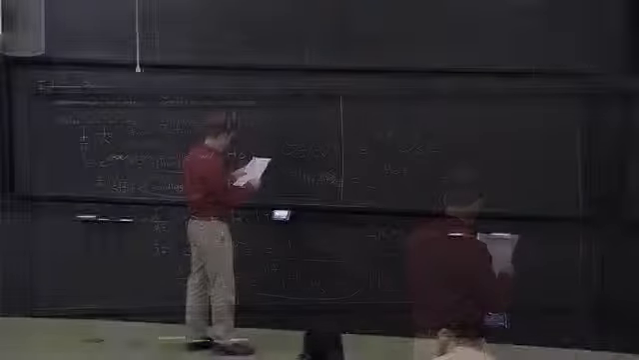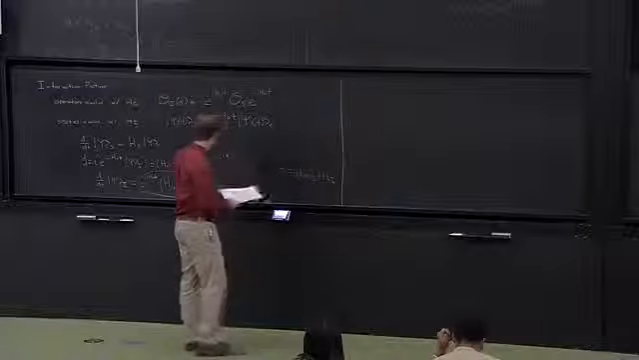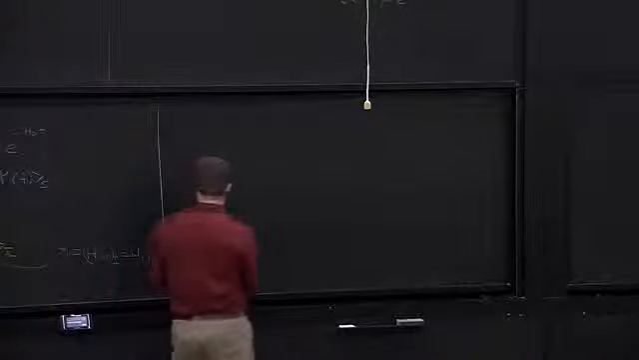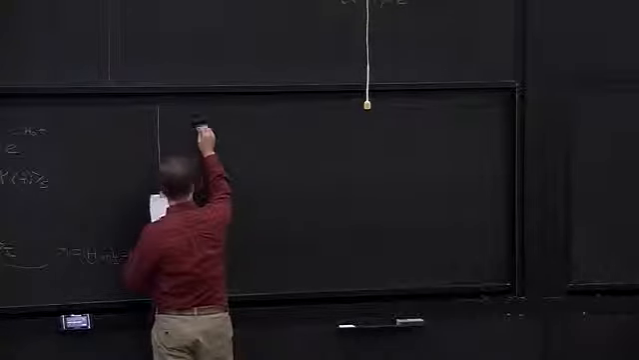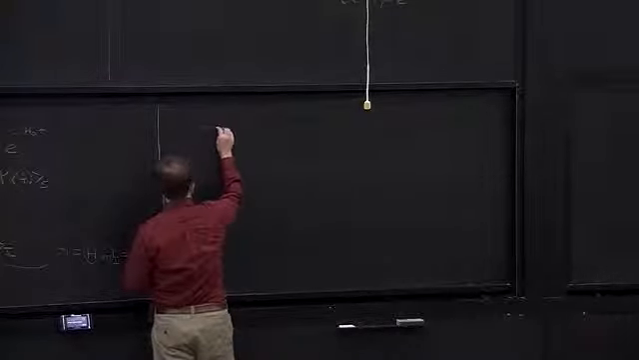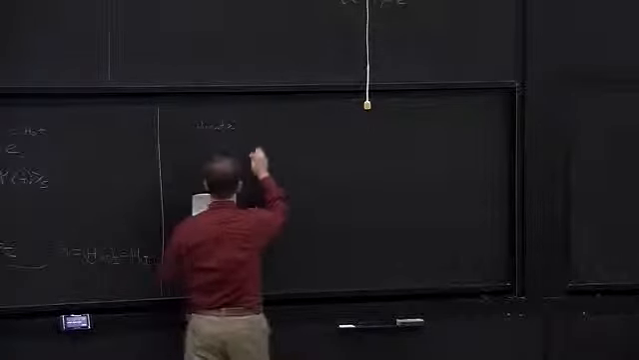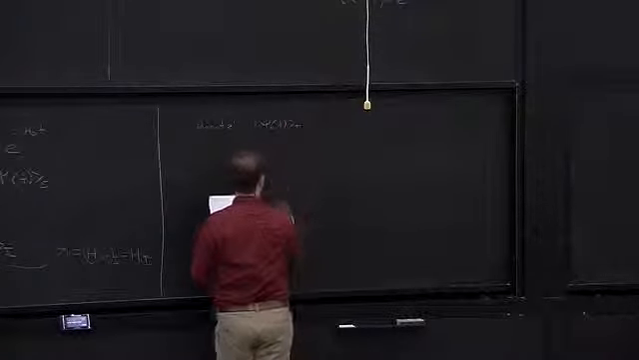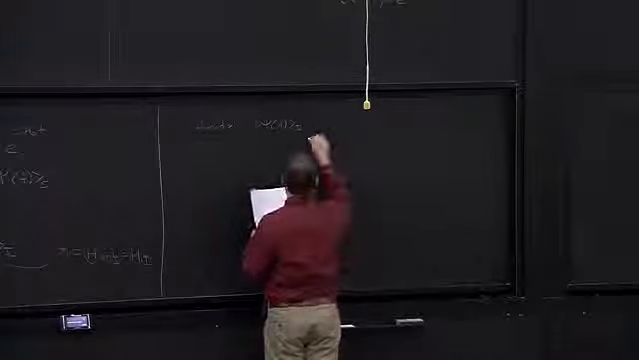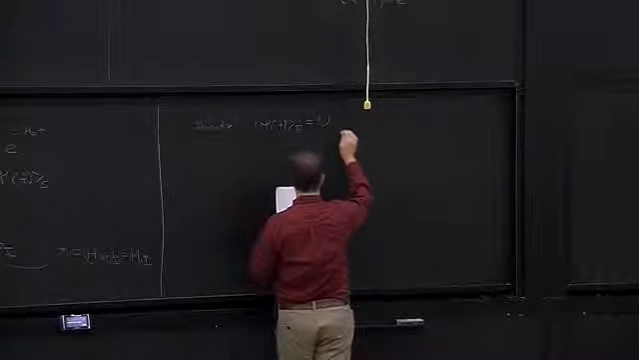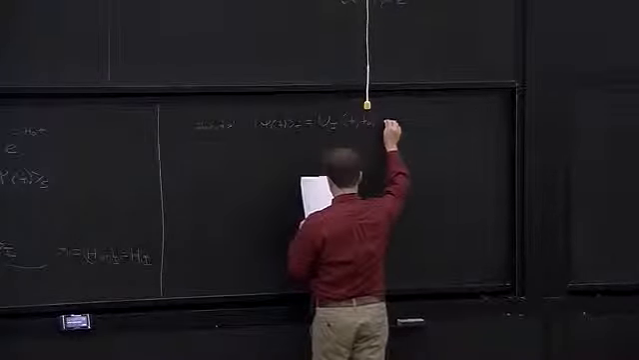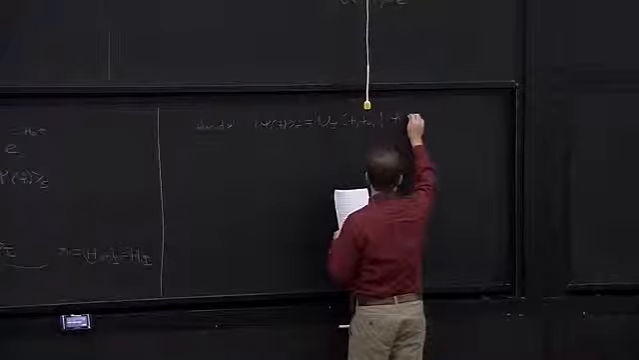Okay. So let's try to solve this equation. And let's make the ansatz that our solution takes the following form: that the solution at some time t is just some unitary time evolution operator acting on the state at some earlier time, t naught.